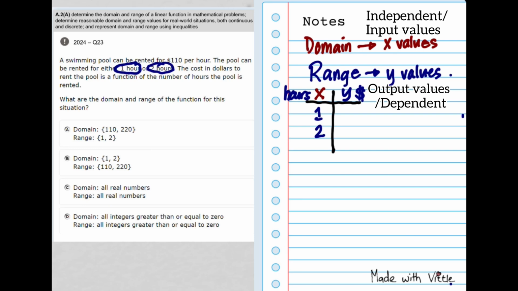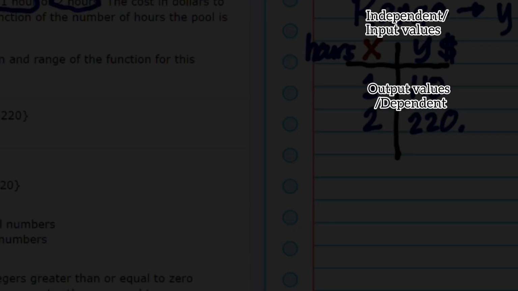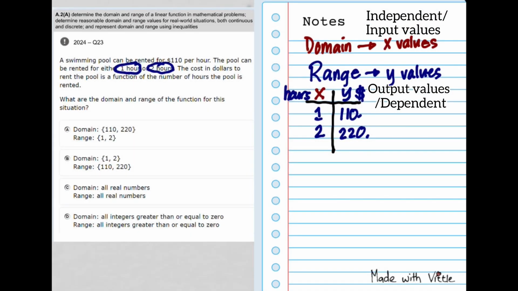For 1 hour, it's going to cost $110. And for 2 hours, it's going to cost $220 to rent the pool. The table of values of x and y can keep going, but in this case, they specifically said that the pool can be rented only for either 1 hour or 2 hours. The problem is looking for the values of domain and range of the function.